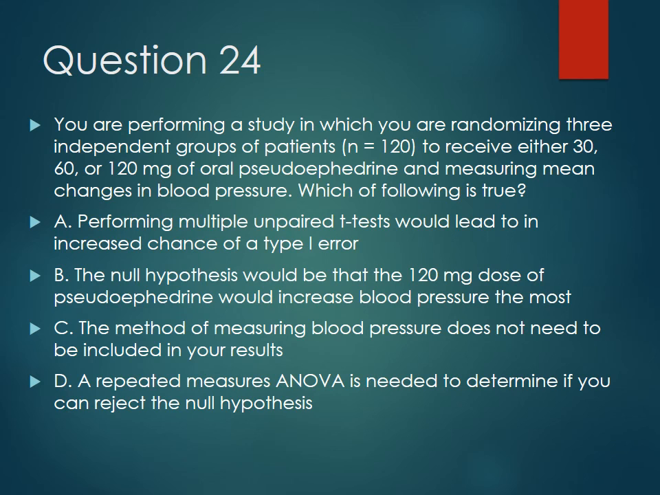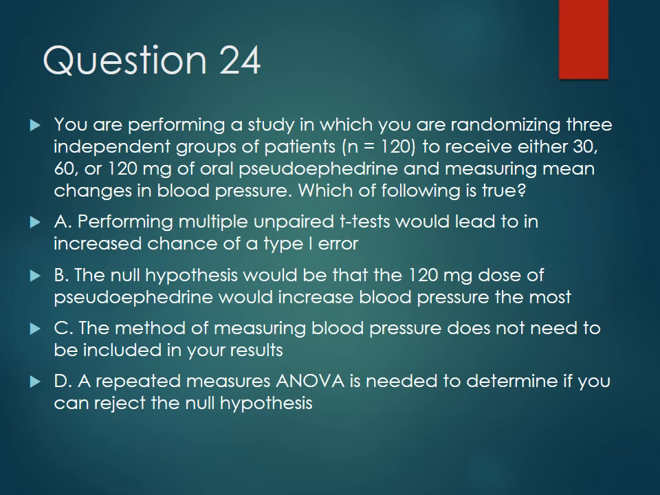So that brings you back to A, where we would say performing multiple unpaired t-tests would lead to an increased chance of a type 1 error. And so this is absolutely true. Because we are comparing the means of three groups, you want to not use unpaired t-tests to check for differences between each of those groups, comparing 30 to 60, 30 to 120, 60 to 120. That increases your chance for type 1 error.